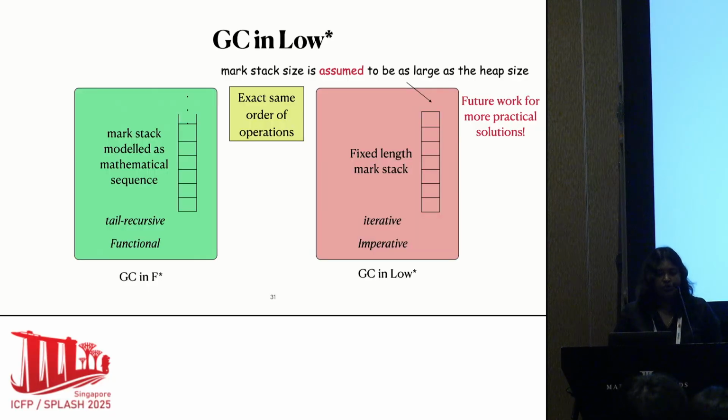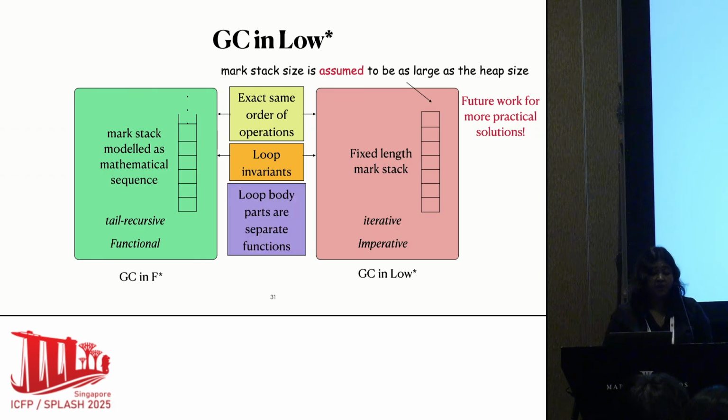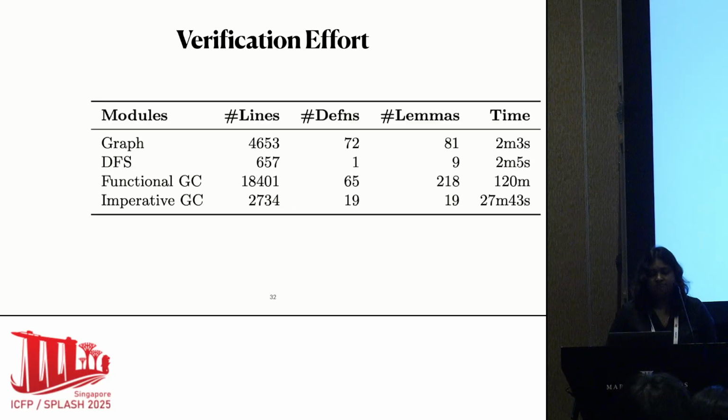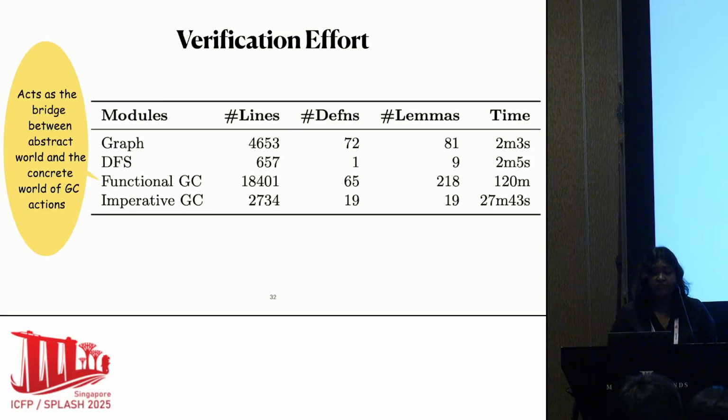And the other thing we need to note is that between the functional GC and the imperative GC, we need to maintain the exact same order of operations to prove their equivalence. And we need to implement the GC in F star as a tail recursive one, so that the iterative version in Low star can be made equal, because it corresponds to a tight while loop kind of thing. And we need to devise suitable loop invariants to prove their equivalence. Okay, and we have done that, and we have extracted that and integrated it with the OCaml 4.14.1 runtime, and this is a verification effort.